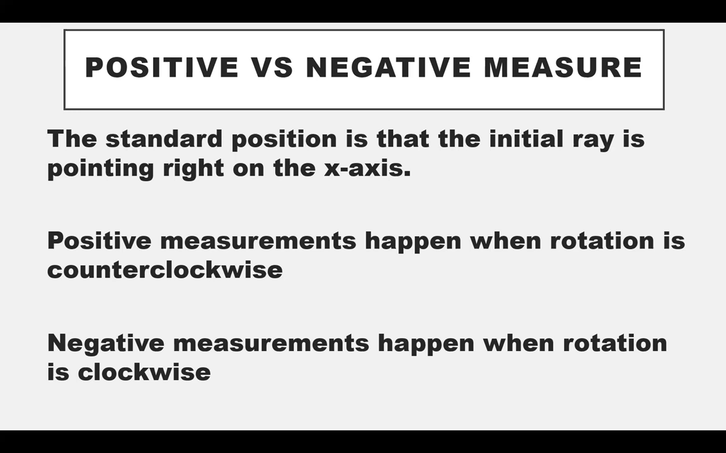Counterclockwise rotation means we have positive angle measurements. On the other hand, if I would have rotated my terminal side in a clockwise manner from my initial ray, then I would have had negative angle measurements. So positive measurements happen when rotation is counterclockwise, like I was doing, and negative measurements happen when rotation is clockwise.